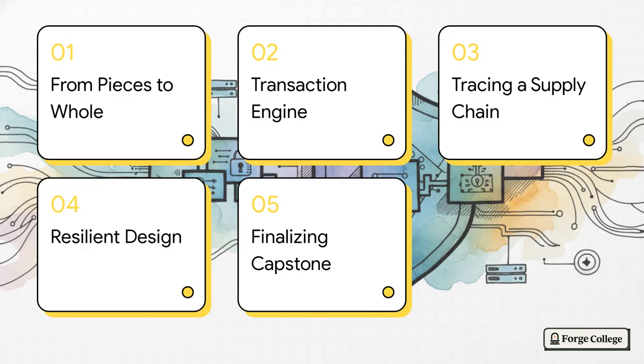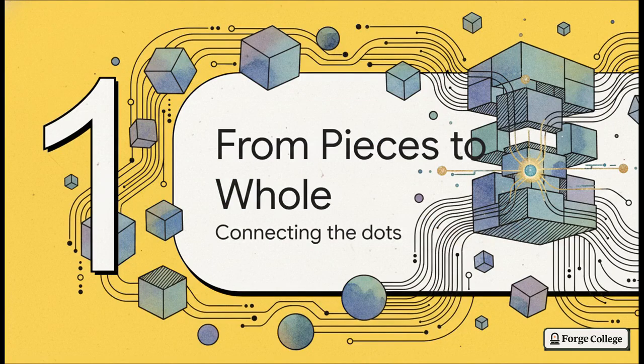We've got a great agenda today that'll take us from a chaotic pile of parts to a fully synthesized engine for your capstone. We'll kick things off with from pieces to whole, then explore the replicated transaction engine. After that, we'll be tracing a supply chain, setting up a resilient design workflow, and finally, finalizing your capstone. Let's get into it. Section 1. From pieces to whole, connecting the dots.